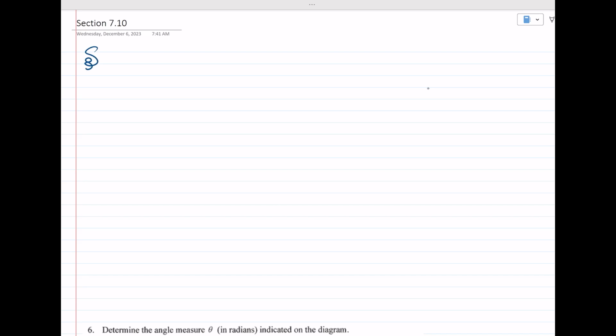Section 710 is called inverse trigonometric functions. And we've talked about inverse before, but now of course we're talking about it with regards to trigonometry.